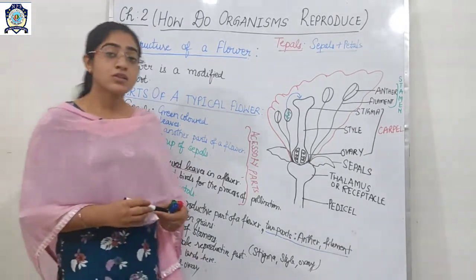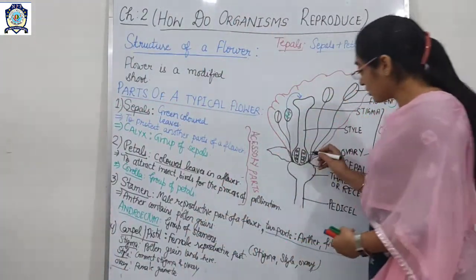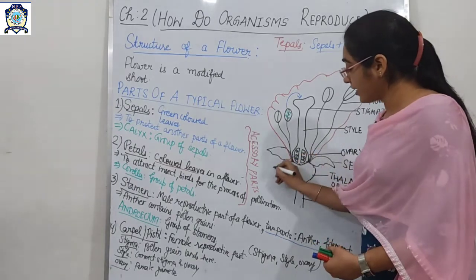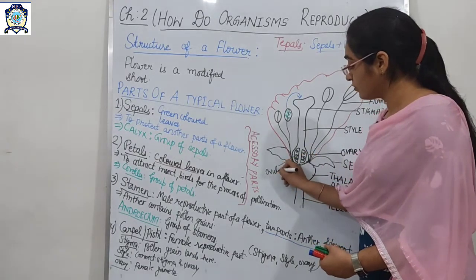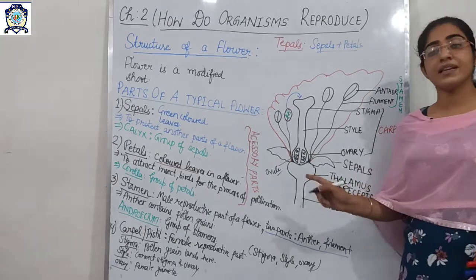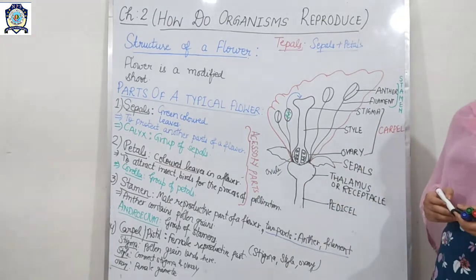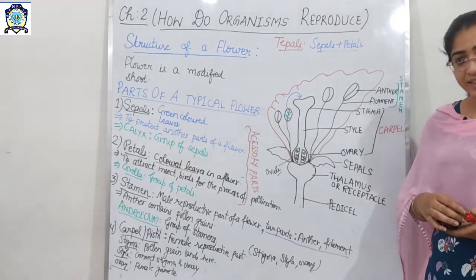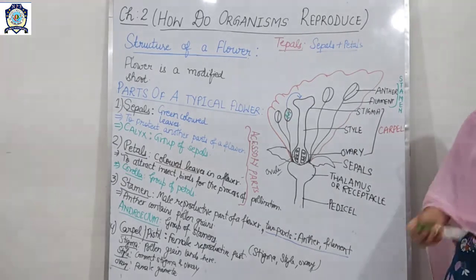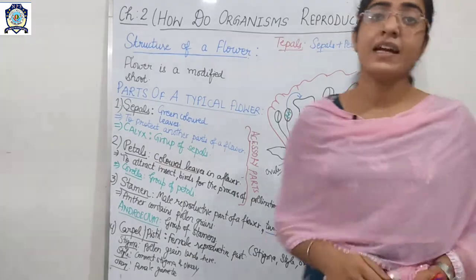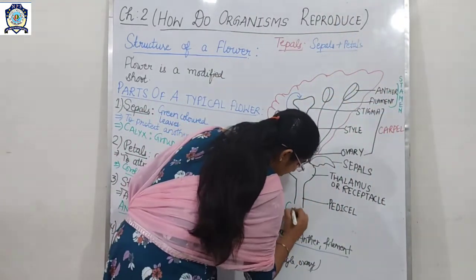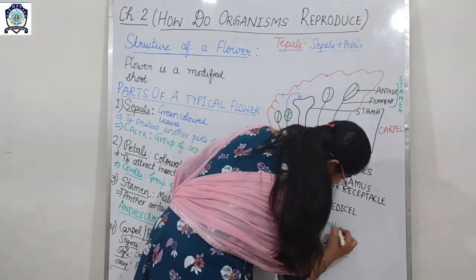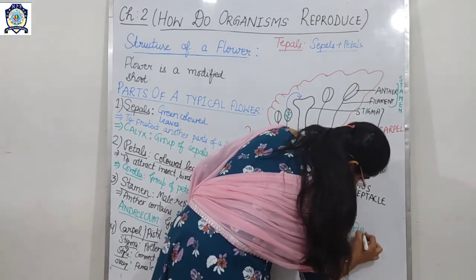Am I clear? So now you will see that this portion I have drawn here, and this part is generally called the ovule. So inside the ovary there are present ovules. So this diagram, what is it representing? It is representing the cross section of a typical flower. So this is the cross section of flower.